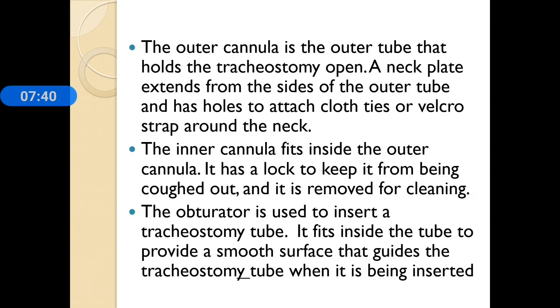So briefly about the three parts. The outer cannula is the outer tube, and that holds the tracheostomy open. The neck plate extends from the sides of the tube and has holes to attach cloth ties or velcro strap around the neck. The inner cannula fits inside the outer cannula. It has a lock to keep it from being coughed out, and it is the one which is removed regularly for cleaning. The obturator is used only to insert the tracheostomy tube. It fits inside the tube to provide a smooth surface that guides the tracheostomy tube when it is being inserted.